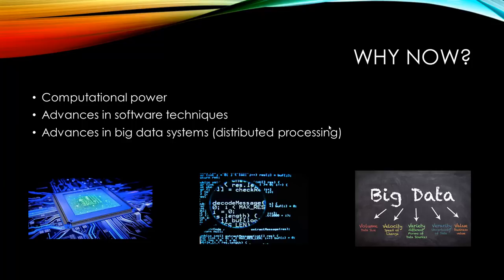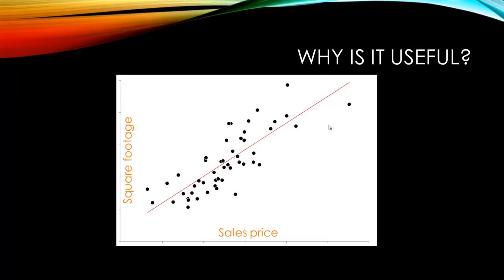Now, let's get into how it works, which is another way of asking why is it useful. Let's say that I want to predict the price of a house. And so I have a bunch of data, and that data includes the sales price of the house. All right, the data is all the previous housing sales in the area. And I have the square footage of each house. And so I can plot this as you see on screen.